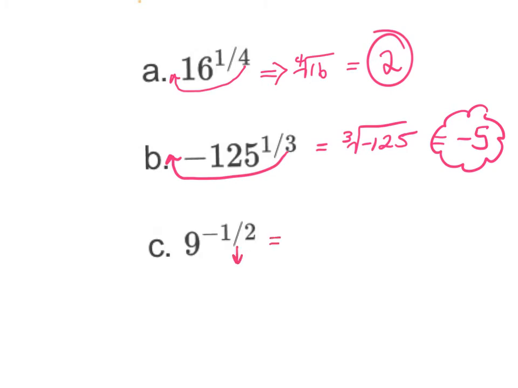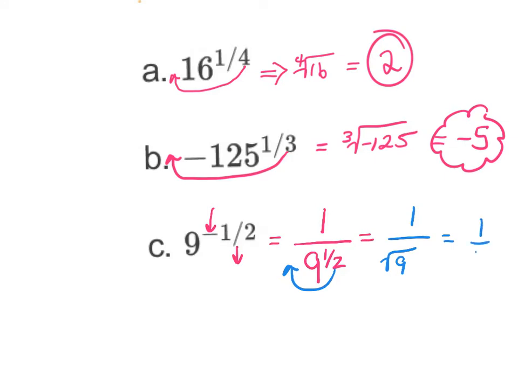Right. We're going to put it on top, but we have to rewrite this first as 1 over 9 to the 1/2, because we cannot have a negative exponent. Can't have our negative fractions there. So now that I moved it, here we go. It's 1 over the square root of 9, which is what? 3. Yep, so it's 1/3. Good.